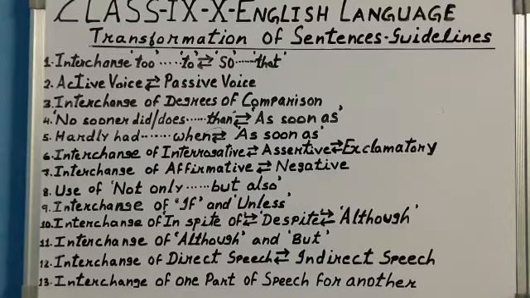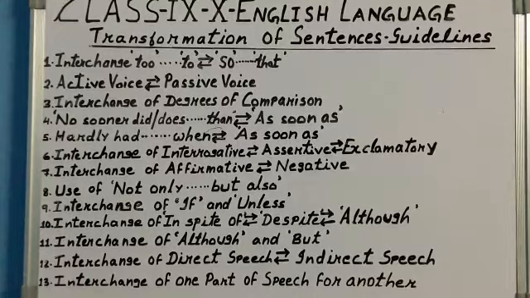How to change into comparative? Solomon was wiser than all other kings. How to change into superlative? Solomon was the wisest king. So students, when you change the degree of comparison, you have to see that the meaning does not change. The meaning should remain intact.